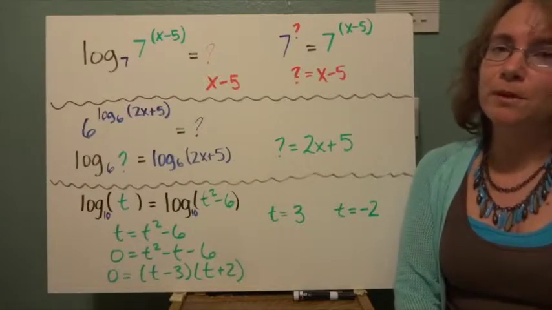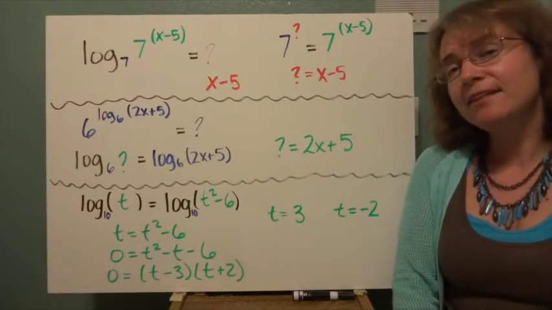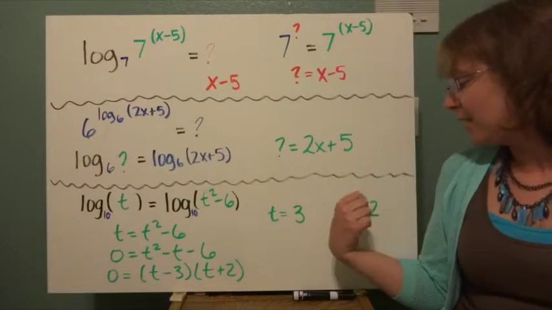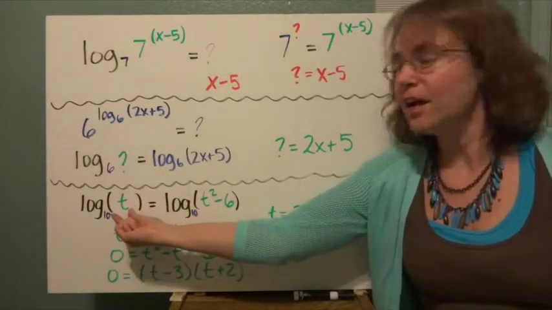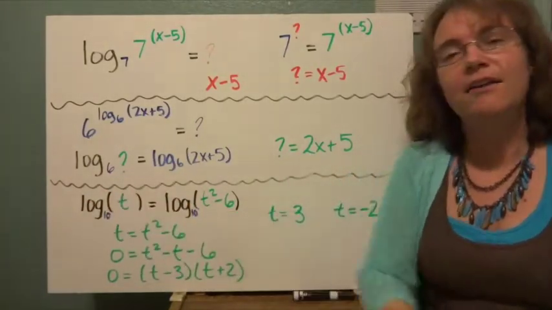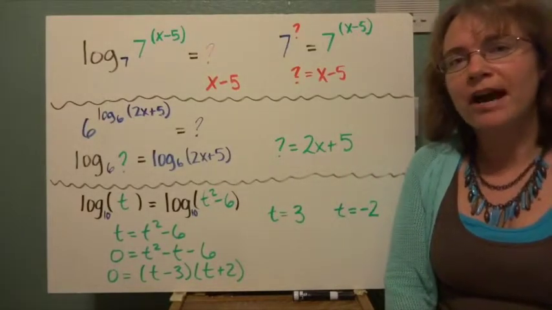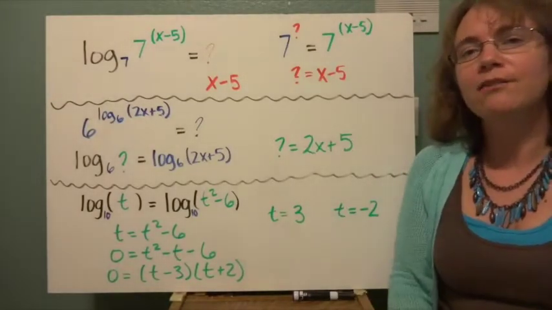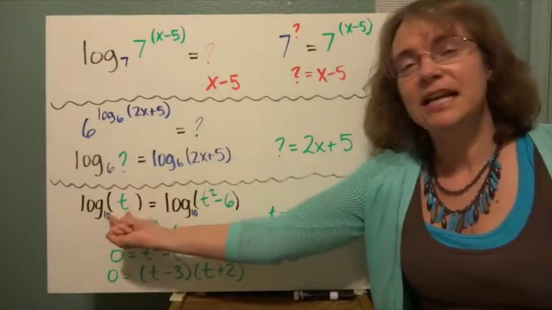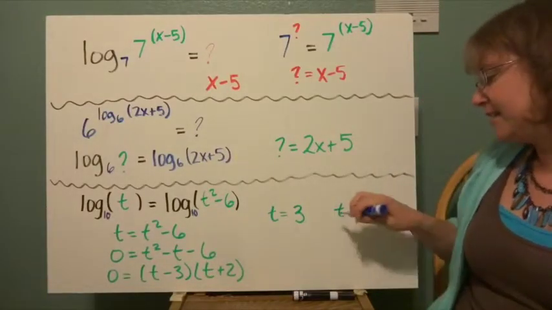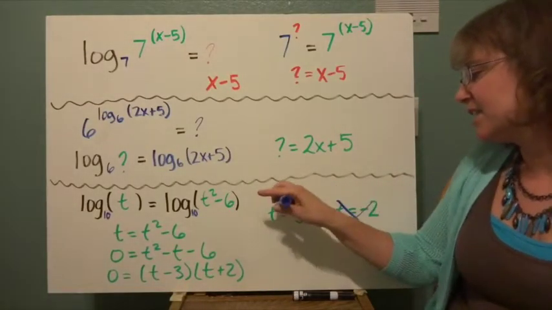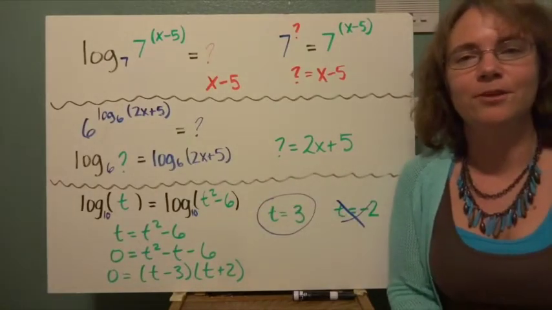Now here you have to remember what you're doing because you can't take the log of a negative number. If I were to substitute this back up here, I would have log base 10 of negative 2. Now if you remember the graph of the logarithm, you know that you're never going to have an input that's negative. And so this one I have to discount, and my answer is merely t is equal to 3.